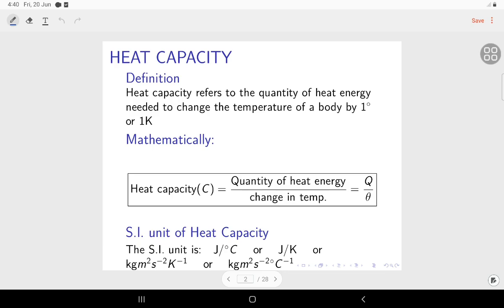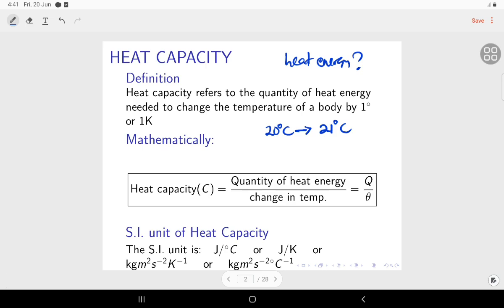We are looking today at heat capacity. Now, when we say heat capacity, let's say you have a metal, and the metal's temperature is at 20 degrees Celsius. What heat energy do I need to change this metal from 20 degrees Celsius to 21 degrees Celsius? That amount of heat energy is what we call the heat capacity.